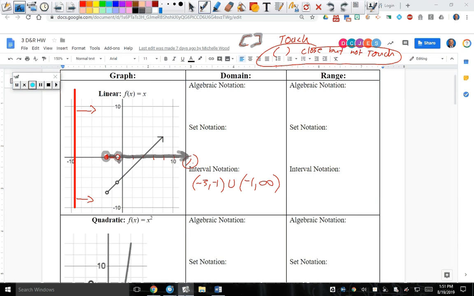What is the range? Anyone? Remember how much each line is worth. And actually, let me call on Emily. What is the range going to be for this graph?